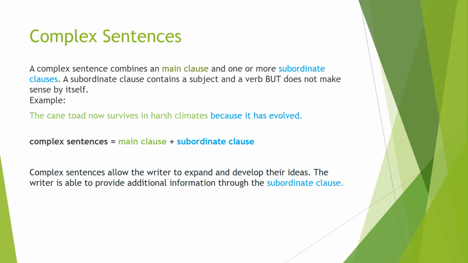Okay, and the reason that we use complex sentences in our writing is because it helps the writer to expand and develop the ideas. Okay, and the writer is able to provide additional information through the subordinate clause. So even on its own, it doesn't make sense. The subordinate clause doesn't make sense, but when you add it to a main clause, it gives more meaning and more information to that main clause, and this is what builds that complex sentence.